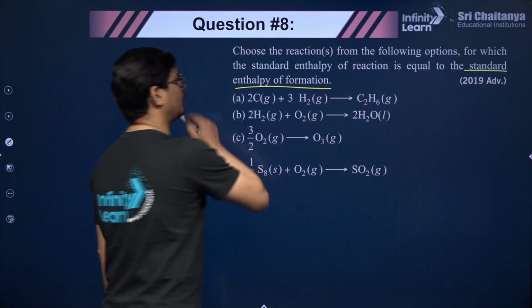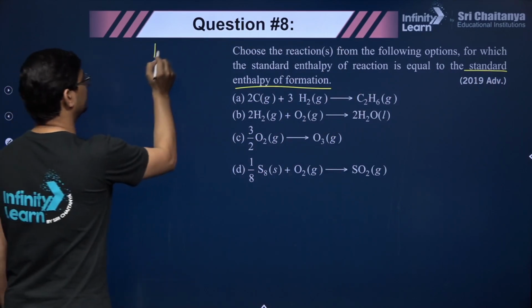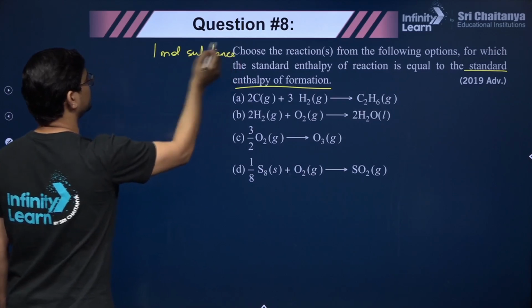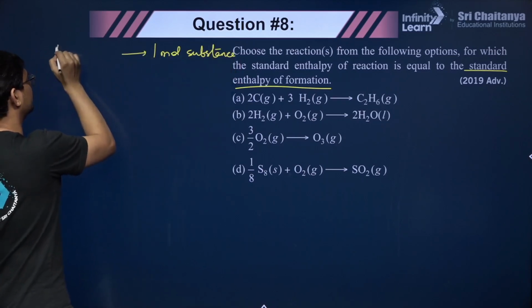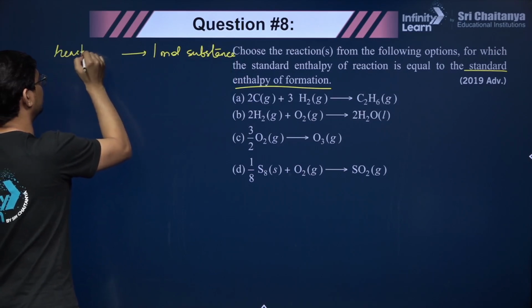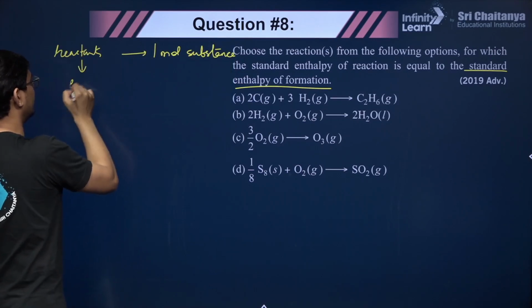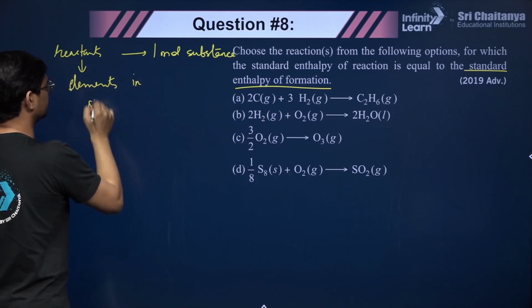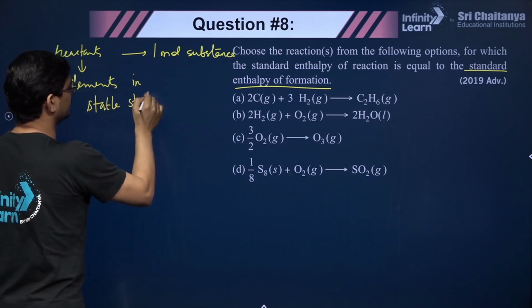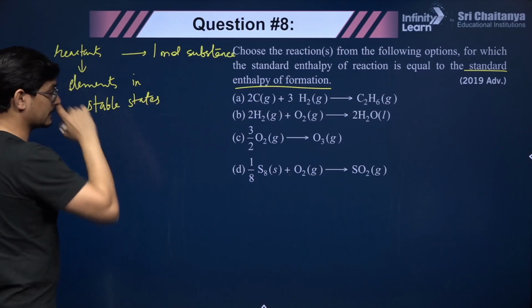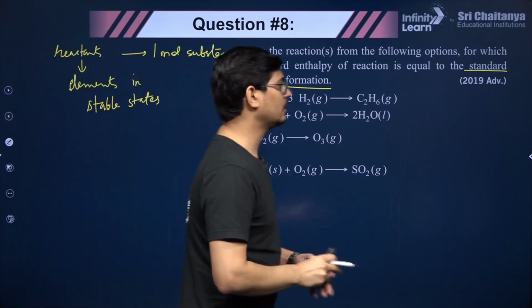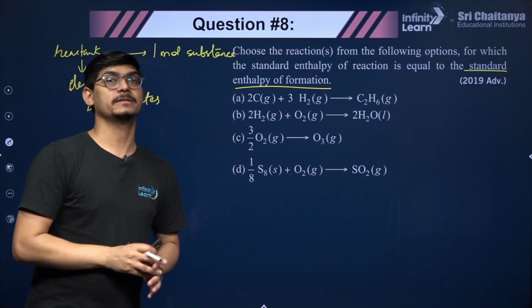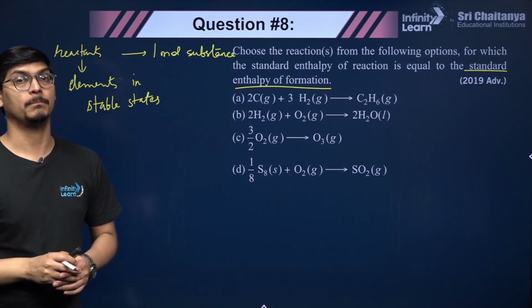A standard enthalpy of formation is defined such that only 1 mole of substance should be formed, and it should be formed from its reactants, right? Now the reactants must be elements in their stable states, right? So how do we define the standard enthalpy of formation? Only 1 mole of the substance should be formed. That substance should be formed from its elements, right? Reactant should not have any compounds.